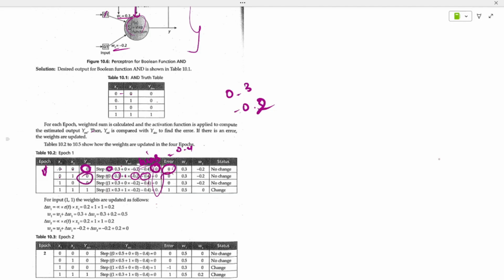Here it is 0 and here it is 0. Yes, correct. Here it is 0, here it is 0, correct. Here it is 1, but the estimated we got it as 0. So it is changed. So you will be writing the value as 1.